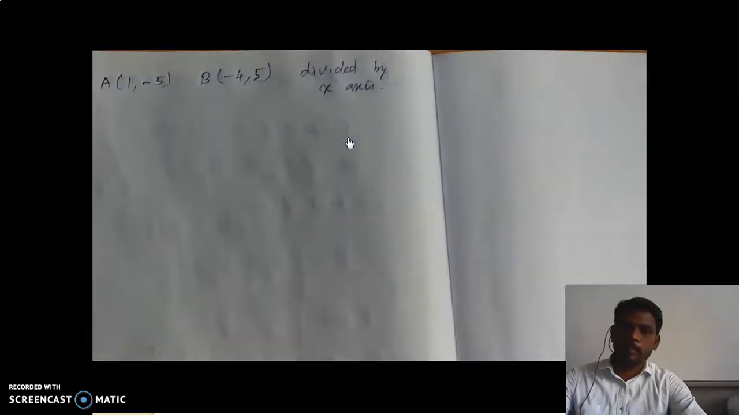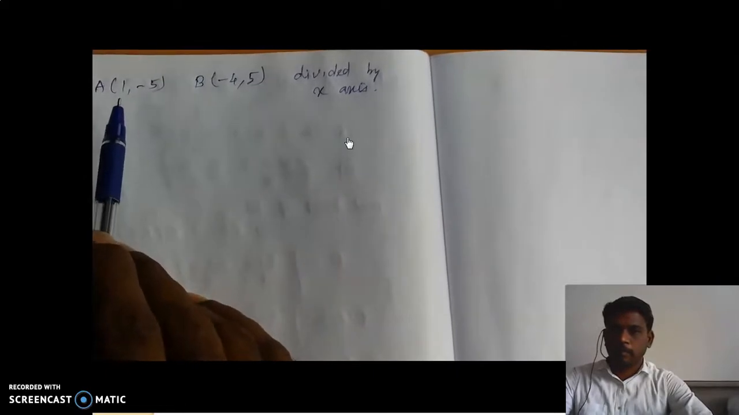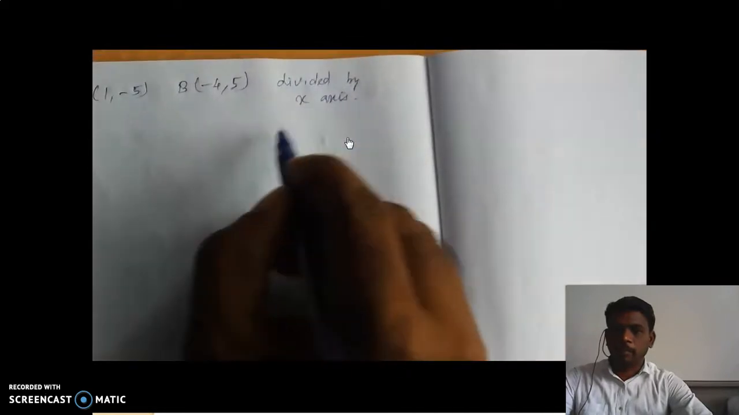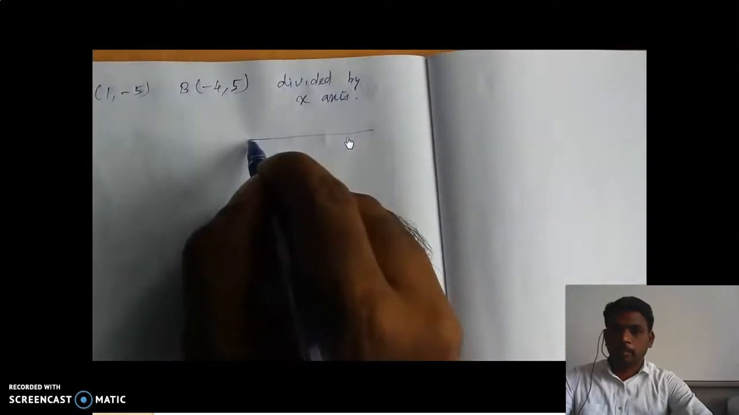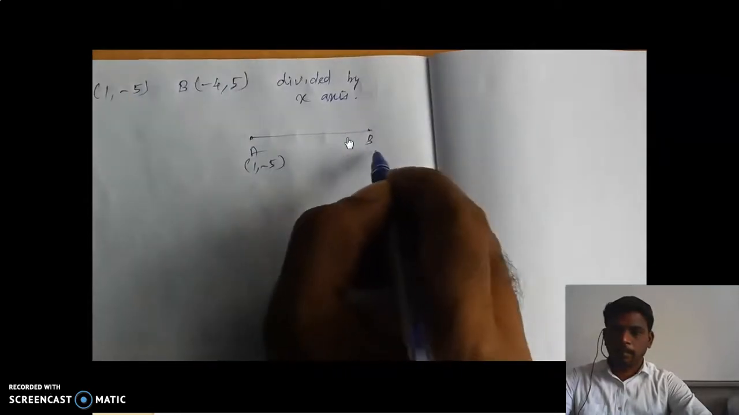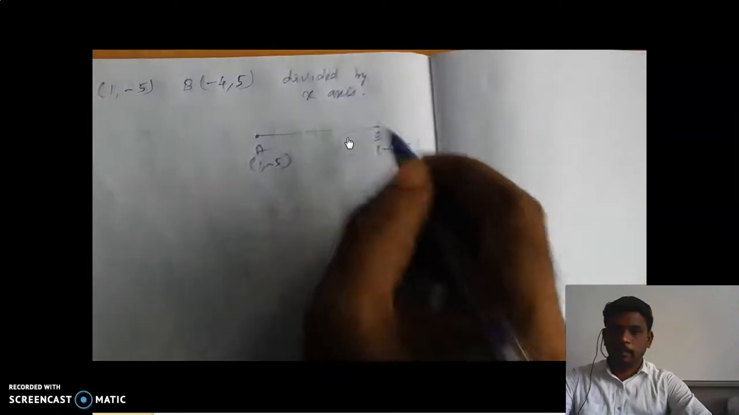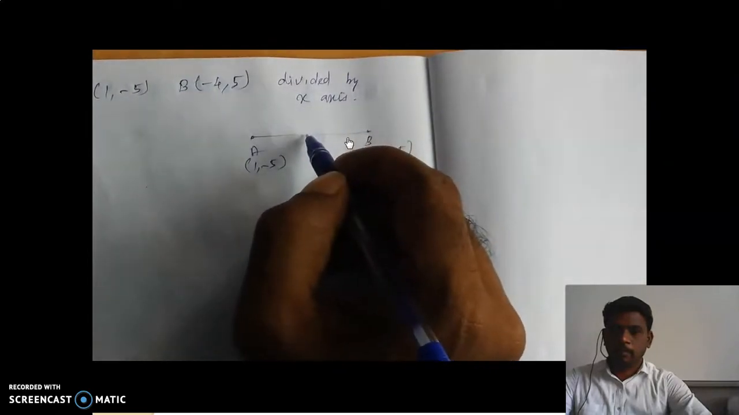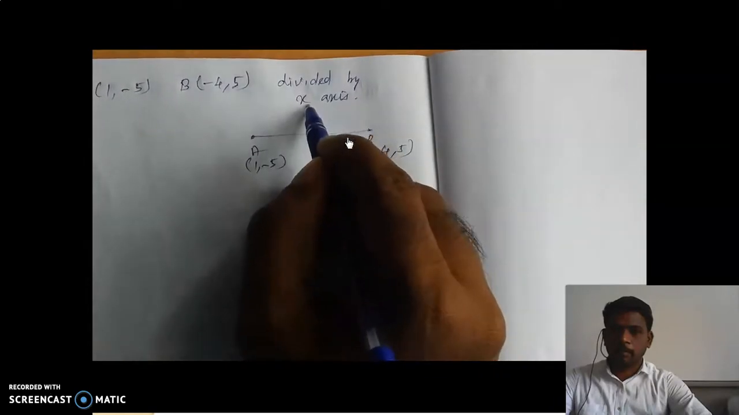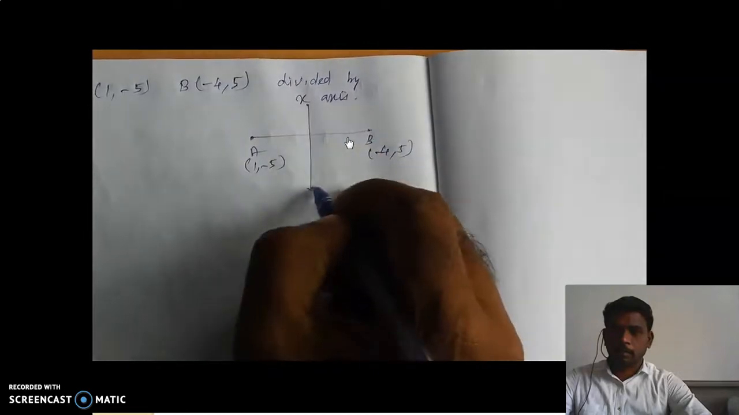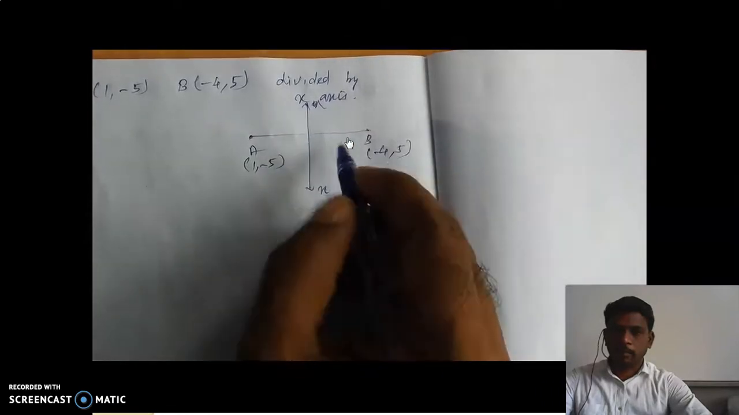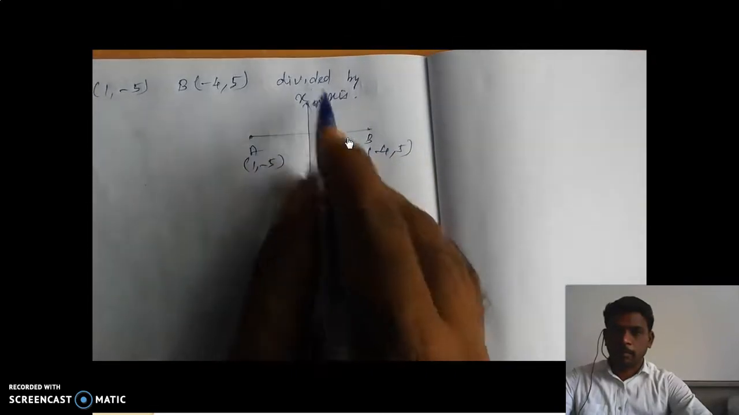For the solution here, we are going to find out the ratio in which the line segment AB is divided by the x-axis. Now let us take this as a line segment AB. So A is 1, -5 and B is -4, 5. So this one is divided by the x-axis. Let us take this is the x-axis. Actually here I have drawn it vertically, so don't mean that is the y-axis. For example, I am saying here, keep AB as a vertical line.